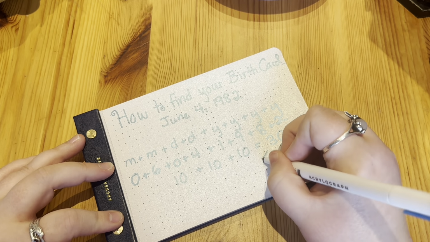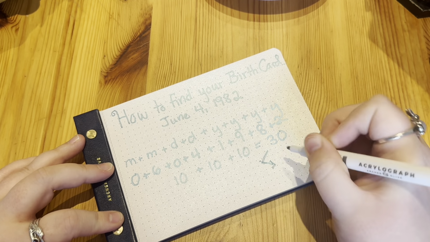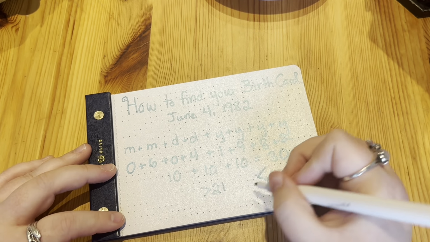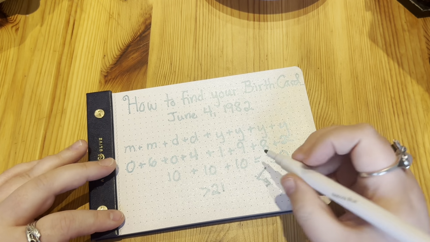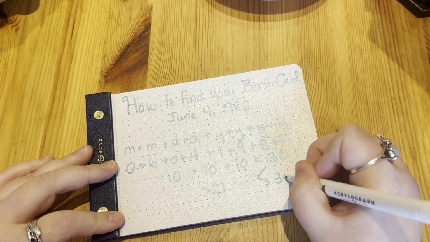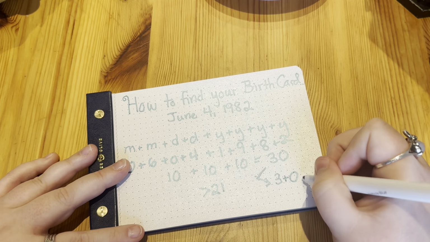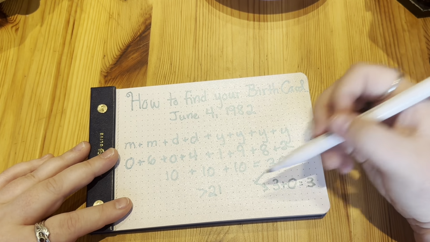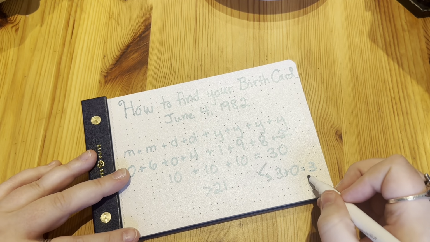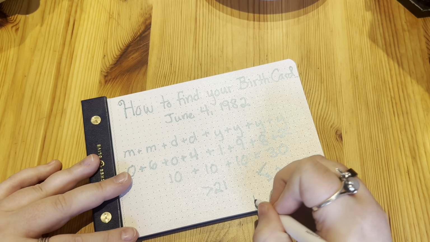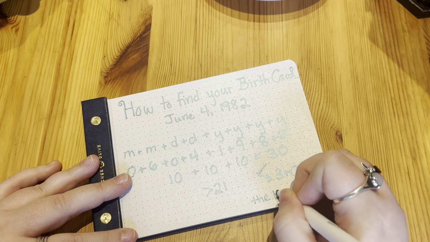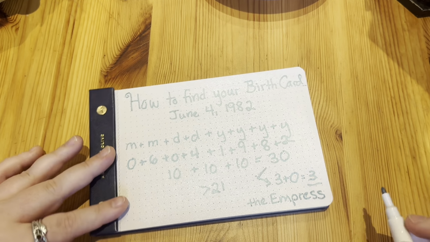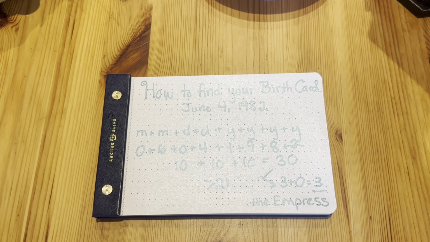And if the number that you get is greater than 21, what you're going to want to do is reduce it further. So you're going to take 3 plus 0, and that will give you 3. So once you have a number that's less than 21, you go to your deck and you find which of the major arcana it corresponds with. In this case, it would be the Empress. Hopefully that makes sense.